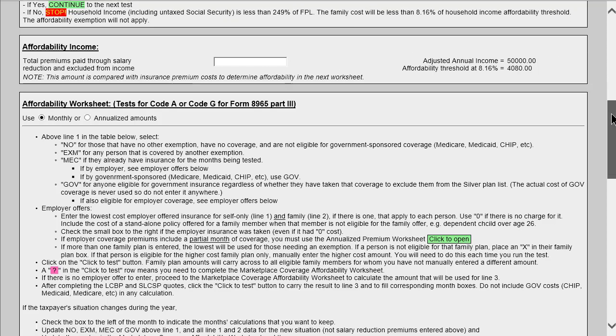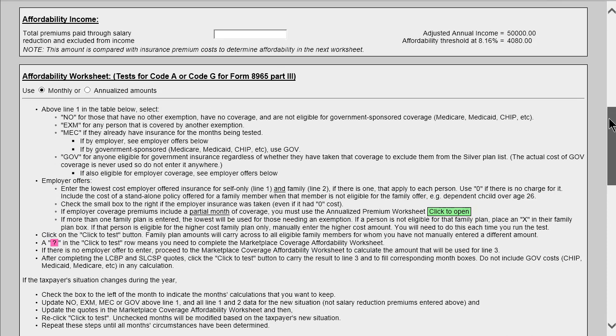The next step then is to see if any of our affordability options exceed the threshold of 8.16%. There's two ways of doing this. One of it is using the annualized amounts, which is actually the way the tax code is written. An annualized amount means that for whatever monthly payment is made, then for that month, you multiply by 12, and that annualizes the cost of insurance for that month on an annual basis.